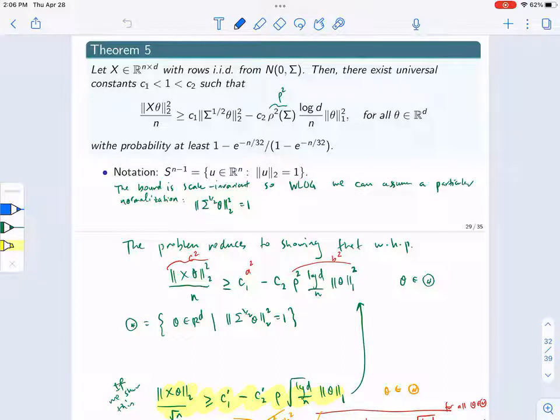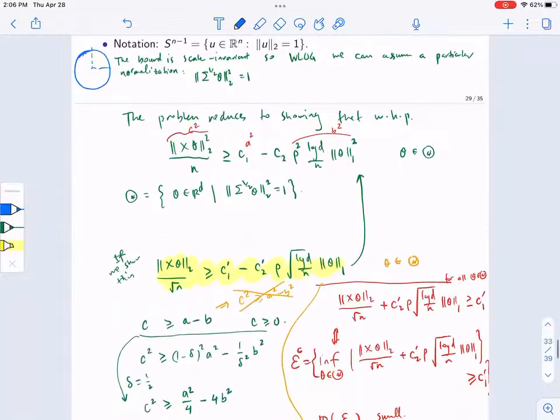So to remind you what we did, this is the notation that we're going to use. The sphere in R^n, this is the L2 sphere, so the points that are at distance 1 from the origin. So it's the boundary of the L2 unit ball. And then we saw that because I can rescale theta arbitrarily, I can assume a particular scaling. So we assume that this quantity is 1.